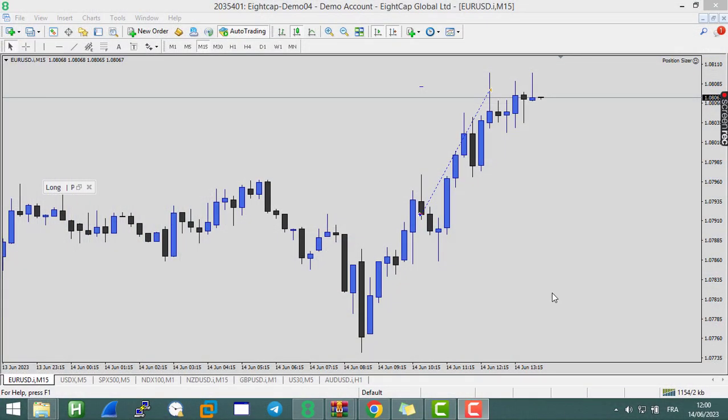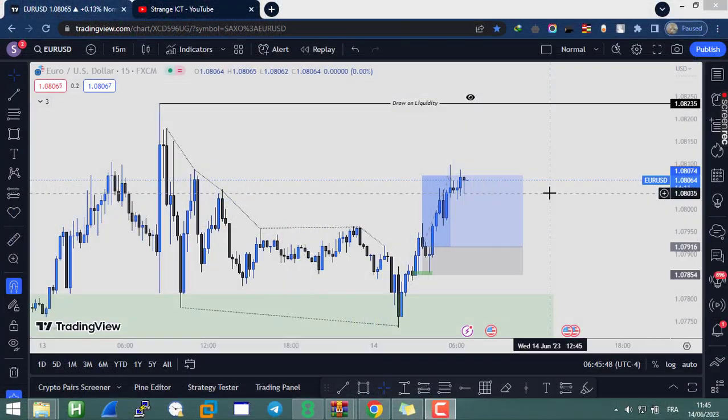And here's the trade I took. This is from my funded account on my funded FX. You can see that I entered here and exited here. Now let's just get started.